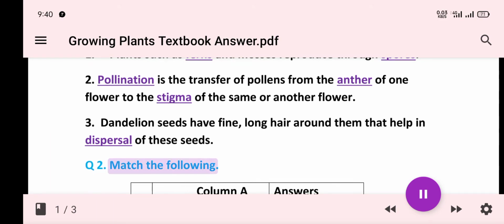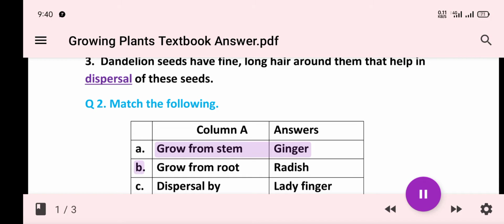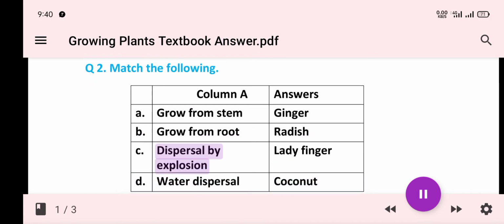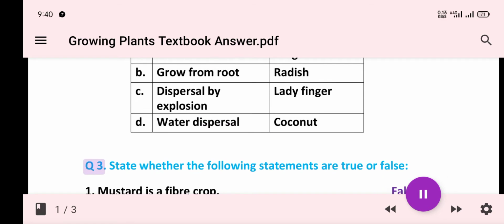Q2. Match the following. Column A answers. A. Grow from stem: ginger. B. Grow from root: radish. C. Dispersal by explosion: lady finger. D. Water dispersal: coconut.